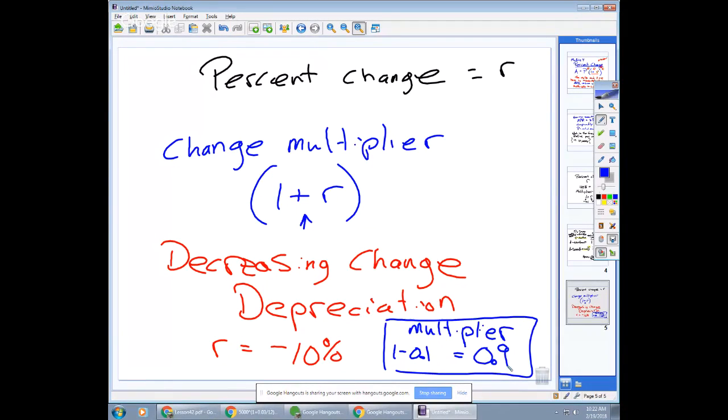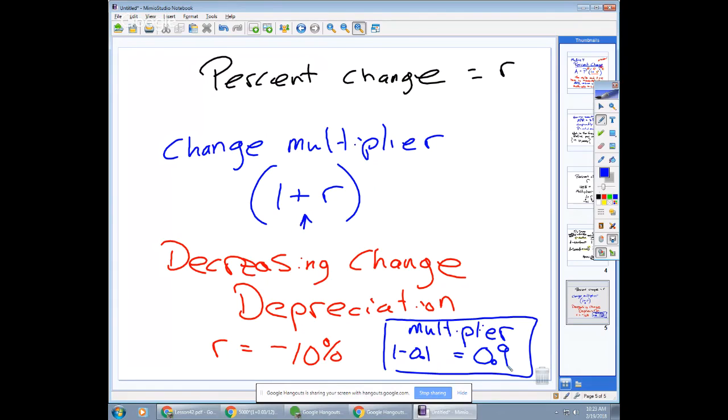What would it be worth next year? What's 90% of 9,000? You with the calculator? $8,100. Yeah, and how would I figure out what it'd be worth 2 years from now?